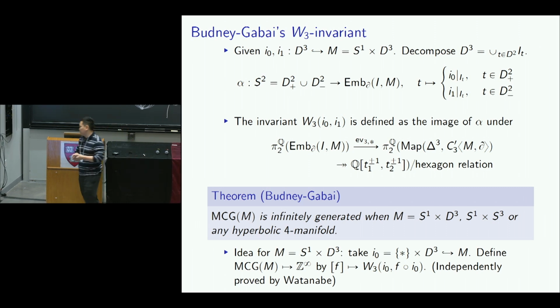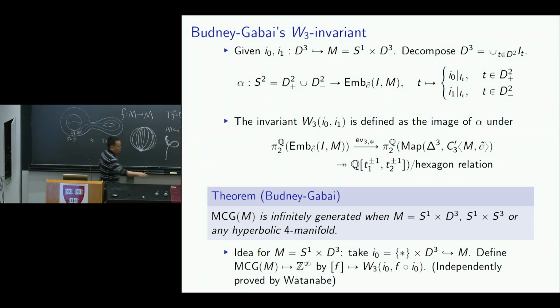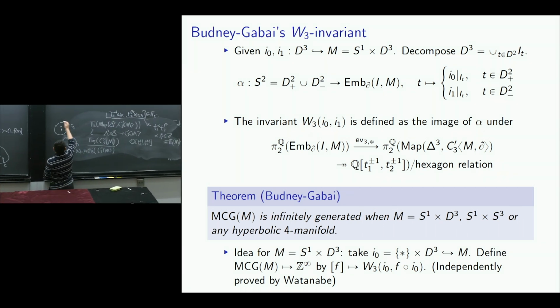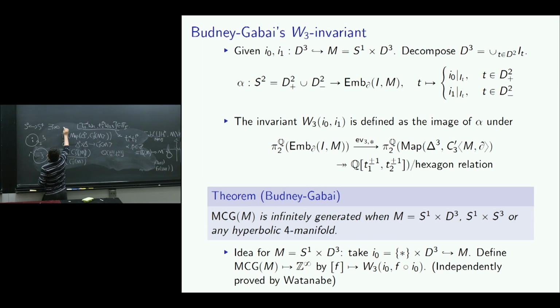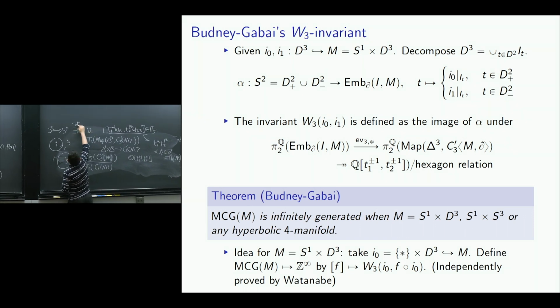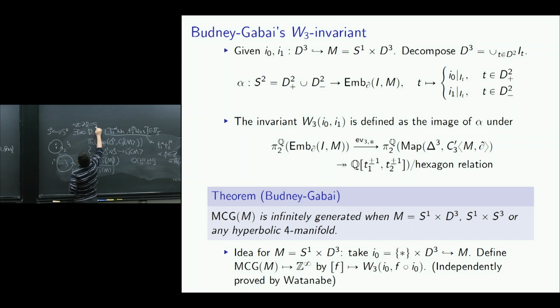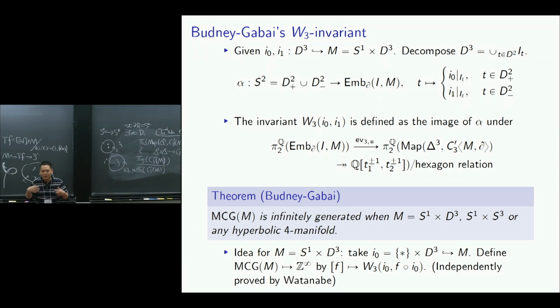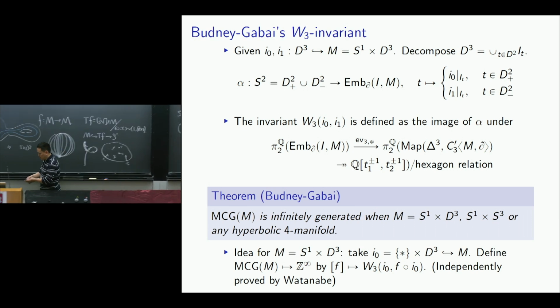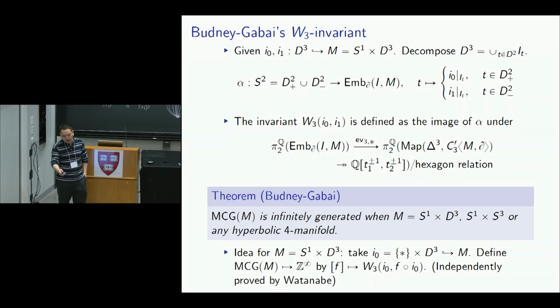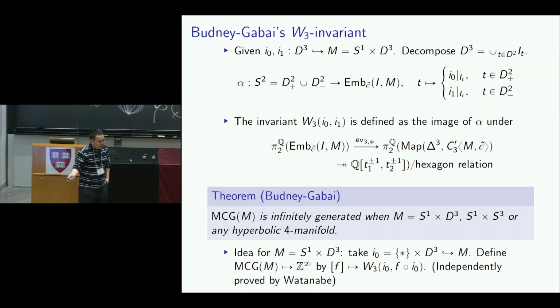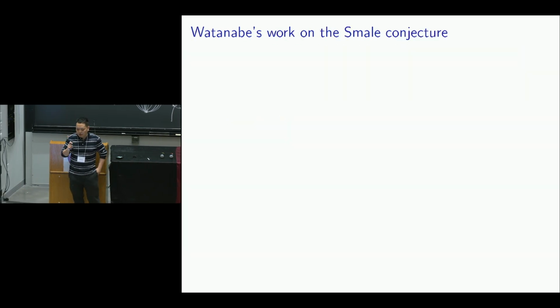Okay, so let me mention this as a corollary: if you consider the unknotted S2, there exist infinitely many disks Di such that the boundary of Di equals this unknot. So this doesn't happen in lower dimension. If you consider an unknot in S3, it bounds a unique disk up to isotopy relative to the boundary. But in higher dimensions, this is not true. And this result was also independently proved by Watanabe using configuration space integrals, which I will talk about soon.